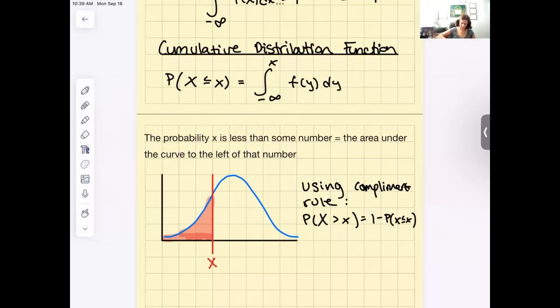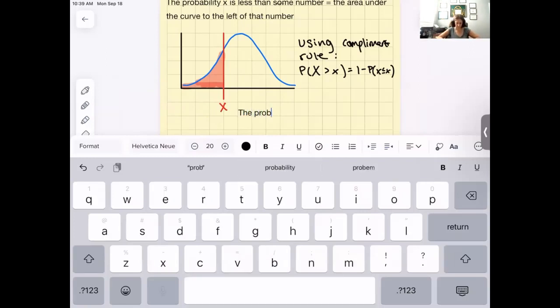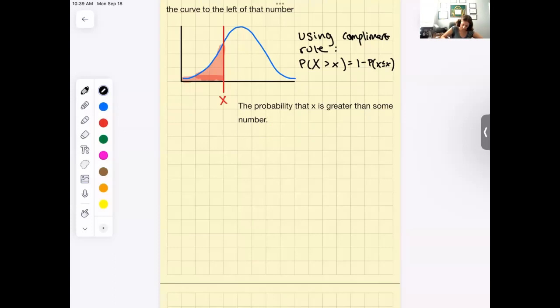So in words, the probability that X is greater than some number is what we're talking about. So we're saying it would look like this. Instead of the above graph, we're wanting everything else. So we're saying that's the starting point, not the cutoff point. We want everything to the right.